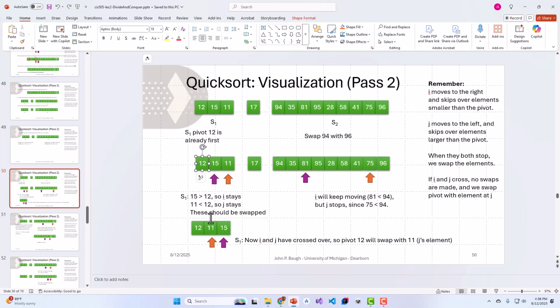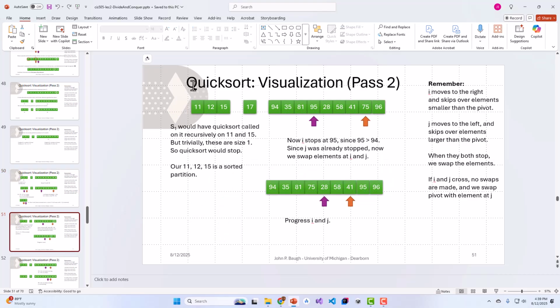But let's look on this side for a second. Okay, so 12, 11, and 15, they crossed over. So that means the 12 and the 11 will be swapped. So we have 11, 12, 15. That ends up being sorted. On this side, we keep going. Let's say we called quicksort again and eventually we would recombine it and find out that this part is actually sorted now. 17 is in the right spot, and now this part needs sorted. So we keep going.